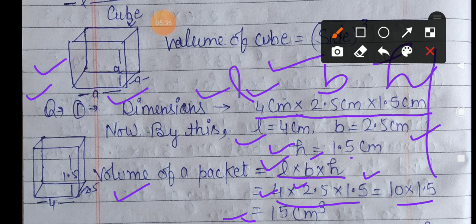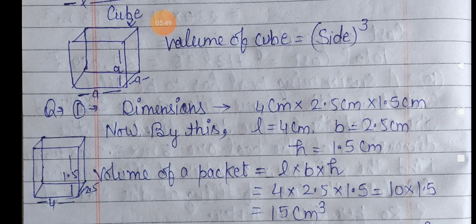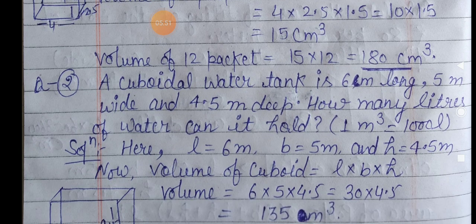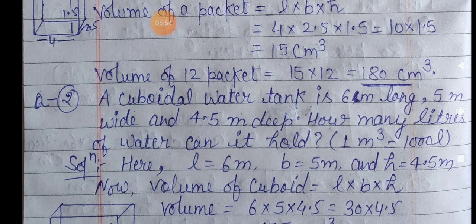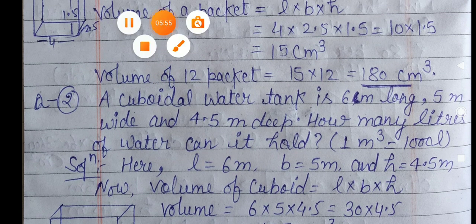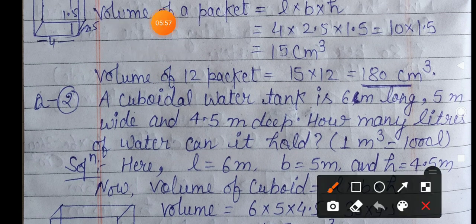Then you have to multiply all these values and get your answer. Multiply it, you very well know how to multiply, and then 15 centimeter cube is the volume of one packet. But in this question there are 12 packets, so you have to calculate the volume of 12 packets here. So how to find the volume of 12 packets?